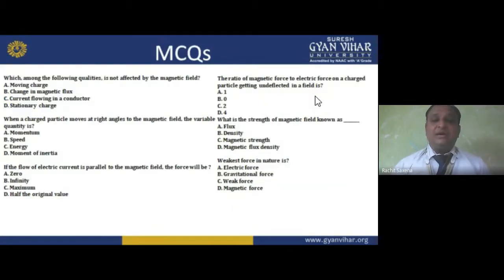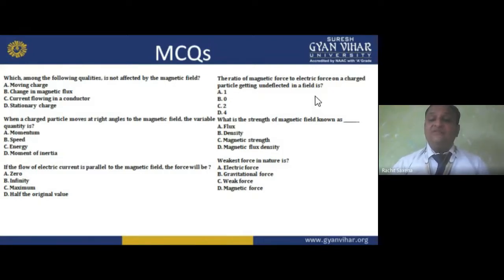So these are some multiple choice questions related to your magnetic field. For example, which among the following quantities is not affected by the magnetic field? Moving charge, change in magnetic flux, current flowing in a conductor, stationary charge. When a charged particle moves at a right angle to the magnetic field, the variable quantity is what? Momentum, speed, energy, moment of inertia. If the flow of electric current is parallel to the magnetic field, the force will be. The ratio of magnetic force to electric force on a charged particle going undeflected in a field is: you have to identify 1, 0, 2, or 4.